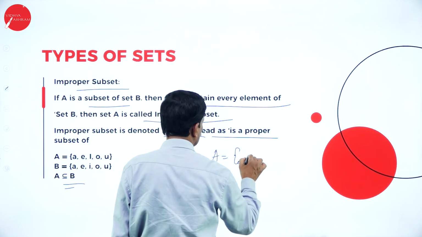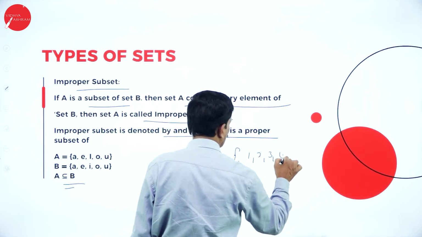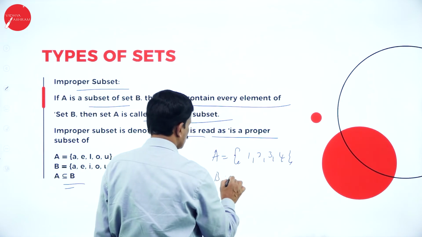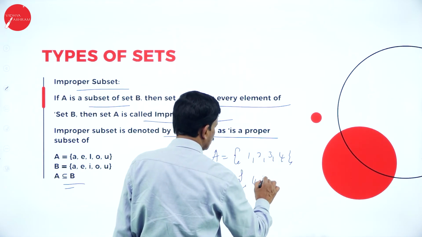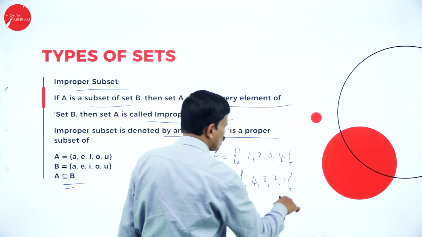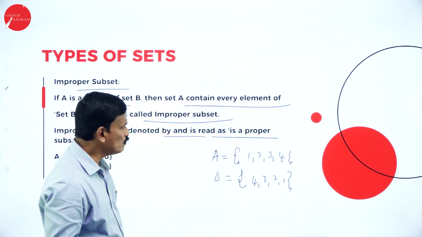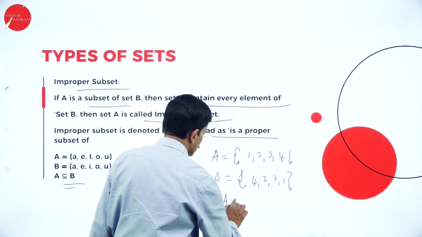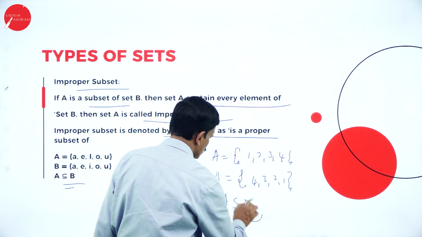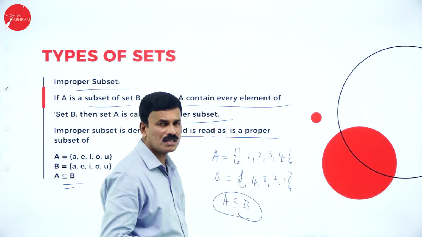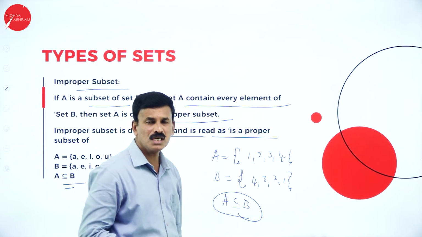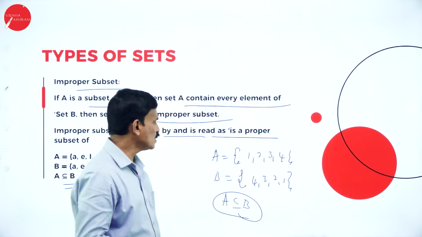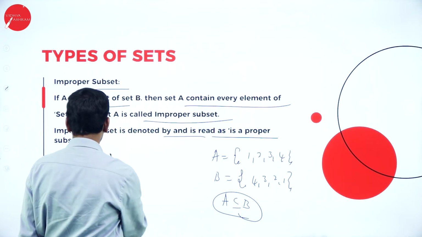If A is equal to {1, 2, 3, 4} and another set B is equal to {4, 3, 2, 1}, this is an example of an improper subset, because all the elements of A are the elements of set B. So, A is the improper subset of B, denoted as A ⊆ B.